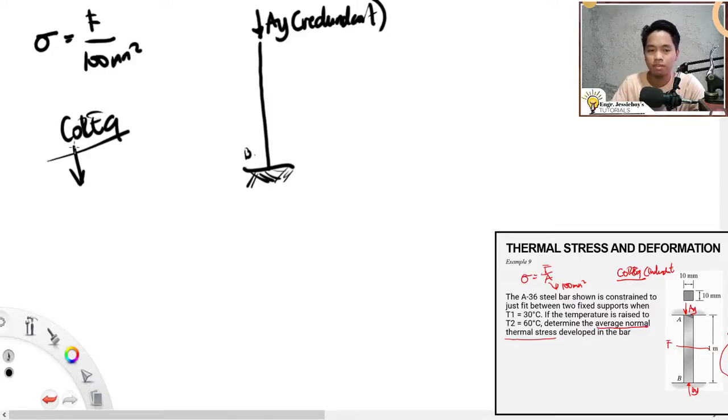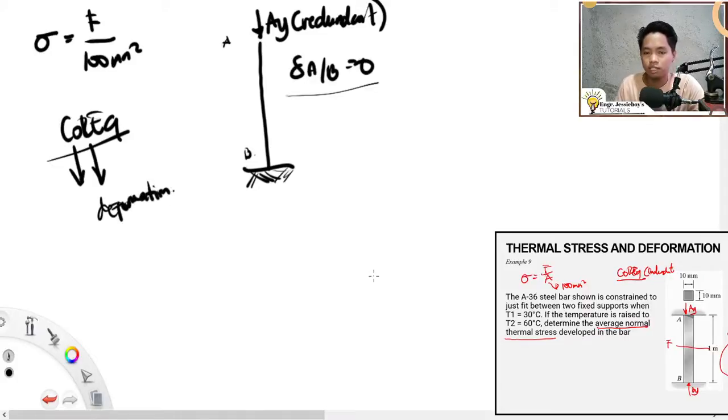Then, for the compatibility condition, we know again that this is A. Since this is a fixed support, your displacement of A with respect to B should be equal to 0. So that would be our first redundant condition, our first compatibility condition. We don't see anything else. So now we are going to relate all the deformations to our external forces. So, deformations.